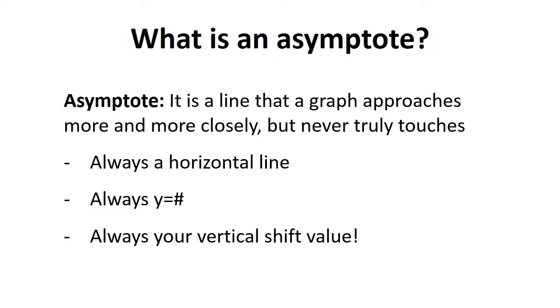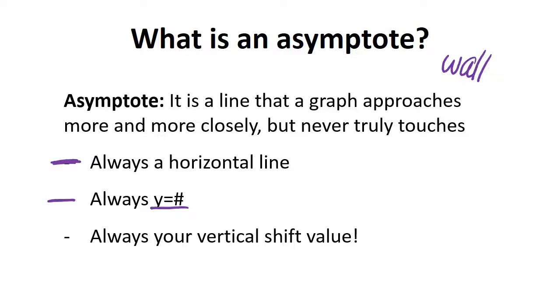Because this is a new word, I wanted to go over this again. An asymptote's a line that the graph approaches more and more closely but never truly touches. So think of it like a wall. I can get really close to a wall, but I'm never actually in the wall. So I can only approach it as close as I possibly can. Your asymptotes in this lesson are always going to be horizontal. Because it's a horizontal line, it's always going to be written as y equals a number.